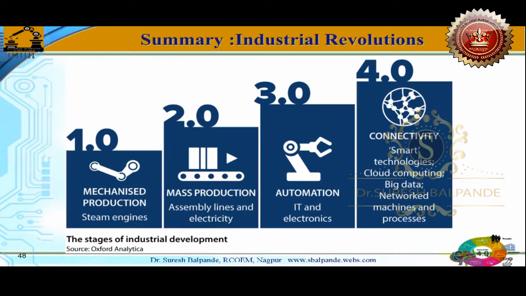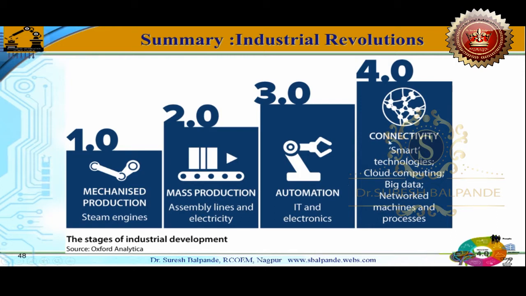Just go through this picture. In this picture all four generations are described. In 1.0 we started using mechanized production, that is the steam engine and all. Then mass production, assembly lines, electricity, that is 2.0. Automation, IT, electronics, that is 3.0.